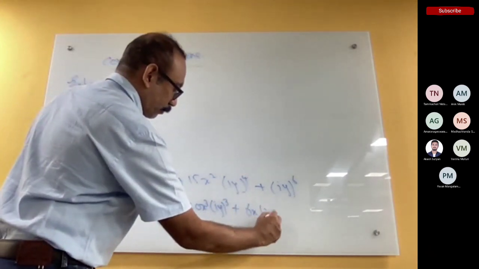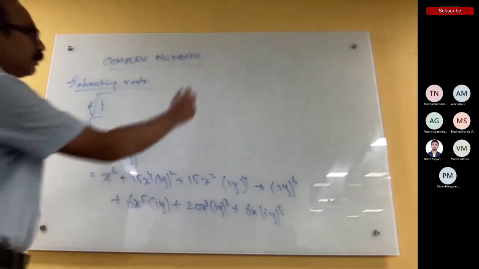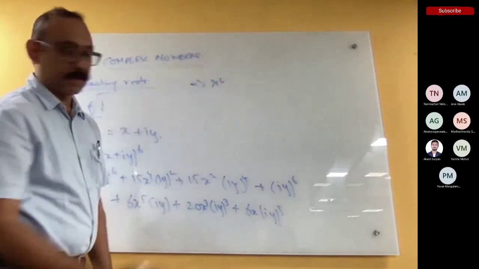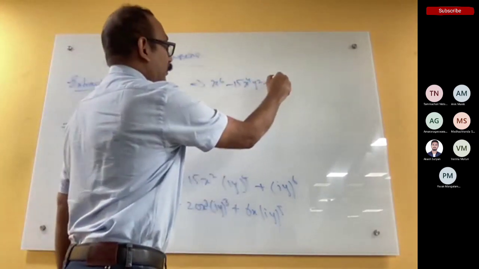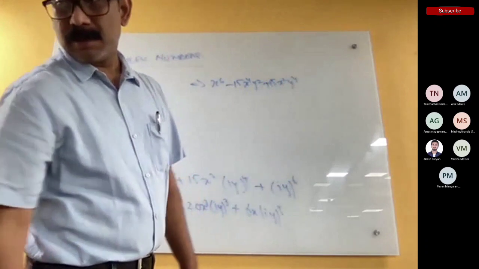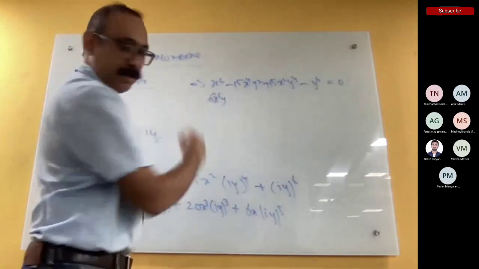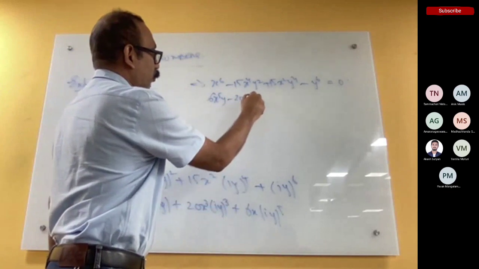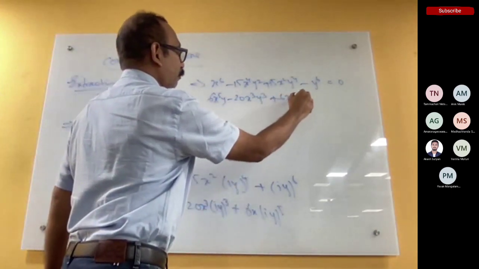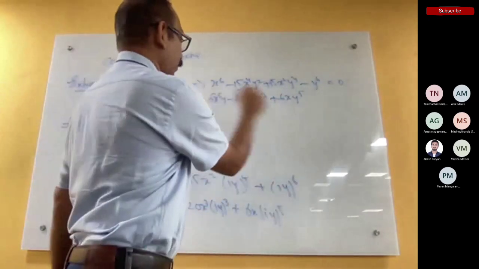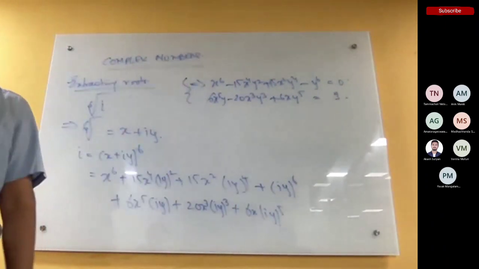Now, if you actually break the whole thing down, you will get some equations. The equations will be like this. Bear with me, there is a reason for this madness. x^6 minus 15x^4y^2 plus 15x^2y^4 minus y^6 equals 0. And 6x^5y minus 20x^3y^3 plus 6xy^5 equals 1, because i squared is minus one. So if you solve these two equations, you can solve for x and y.